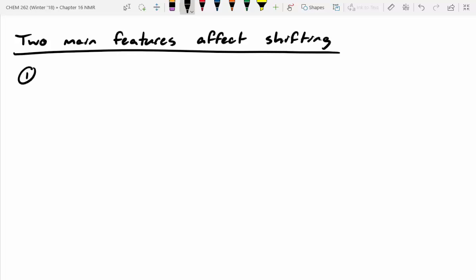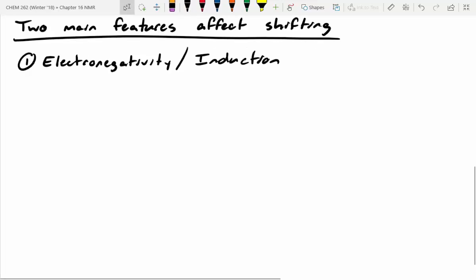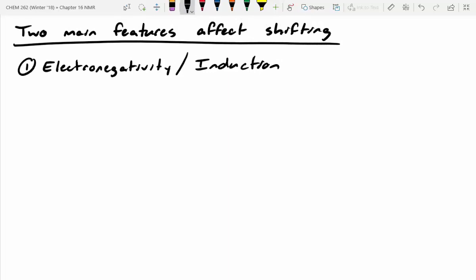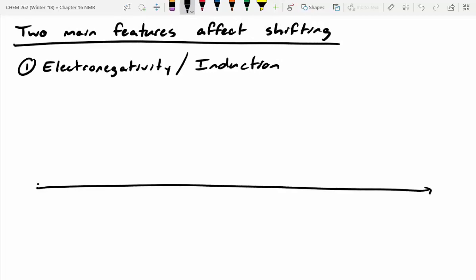One is electronegativity, or induction. And I'll show you guys the simplistic view of this. This isn't the absolute right answer, but it's a simple trick you can use. This really only works to a point. And so what I tell students is 5 ppm and below, you can actually use this as a rough guide.